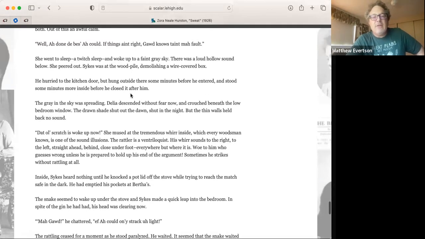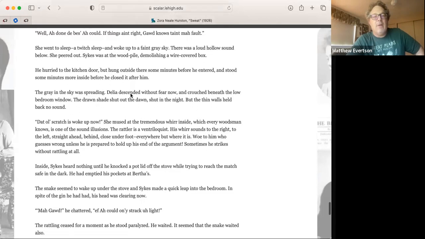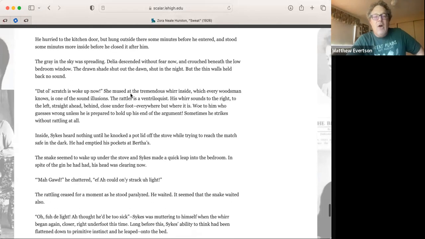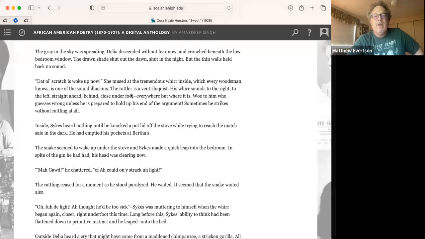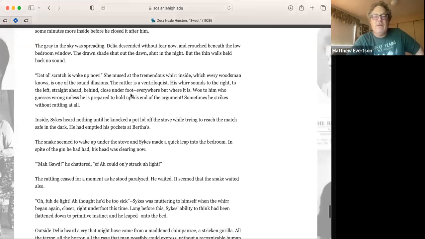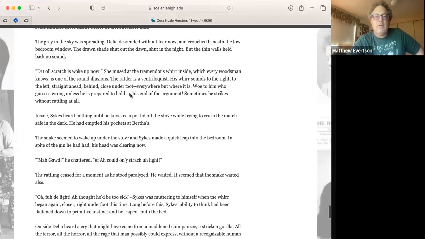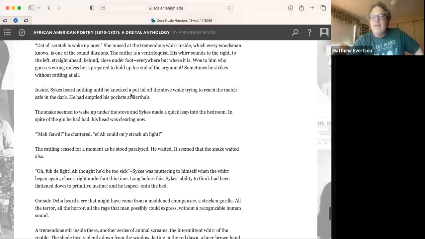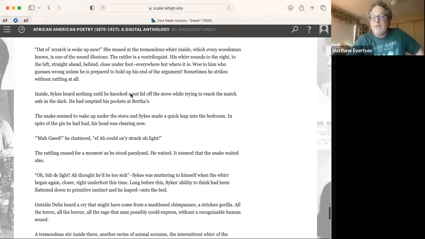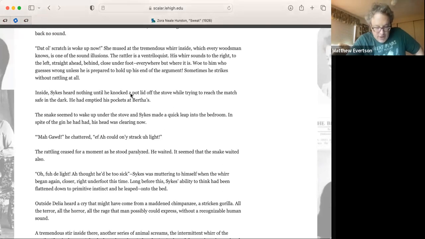She says, "I've done the best I could, and God knows it ain't my fault. I'm going to have to give up now." But now she crawls down from the haymow. "The gray in the sky was spreading. Delia descended without fear now, crouched beneath the low bedroom window." And Sykes is in there hoping to find her dead body. "That old scratch has woke up now."